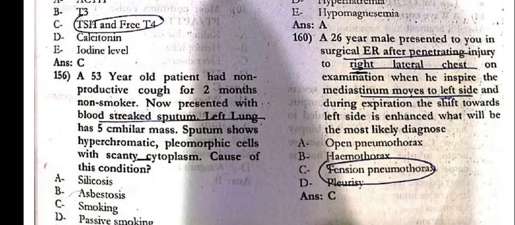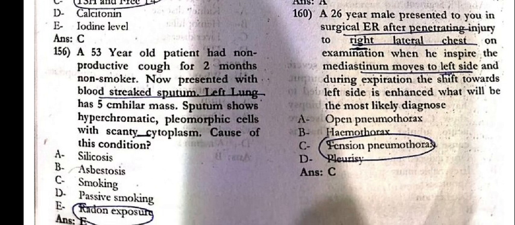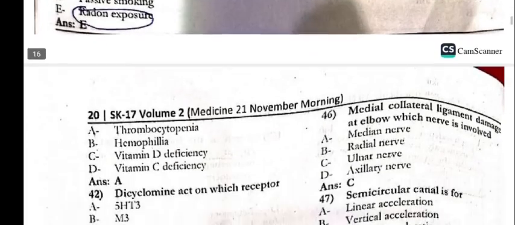A 26-year-old male presented to the surgical ER after penetrating injury to the right lateral side of the chest, and the mediastinum moves to the left side, and during expiration the shift toward the left side is enhanced. Which of the following is the diagnosis? That is the tension pneumothorax, because the mediastinum has shifted towards one side.